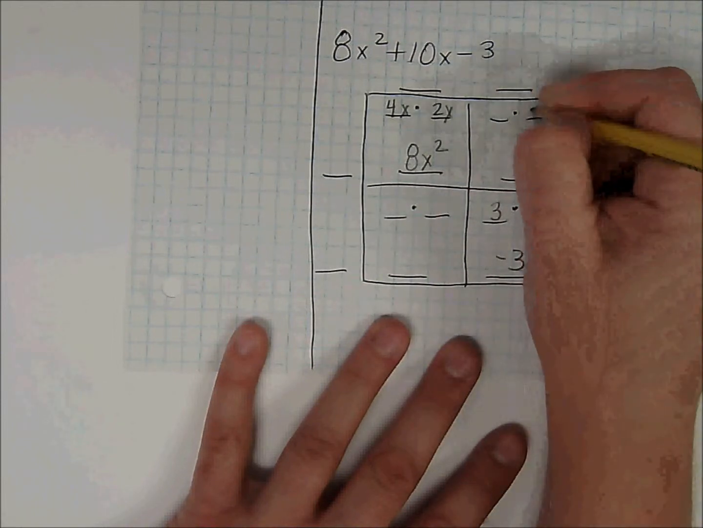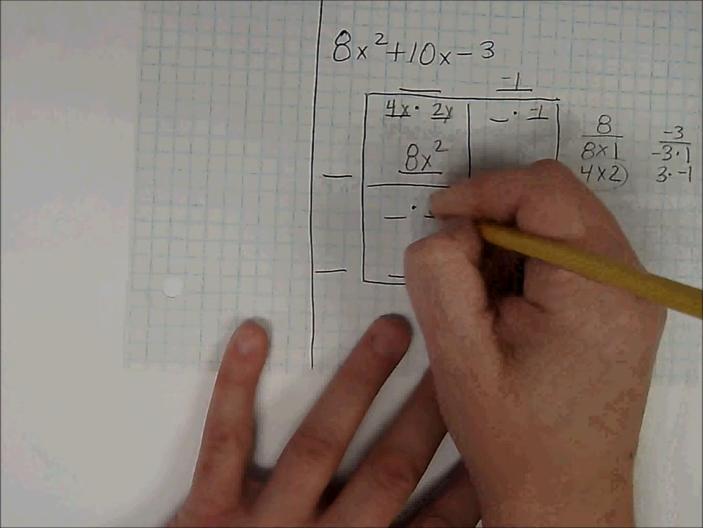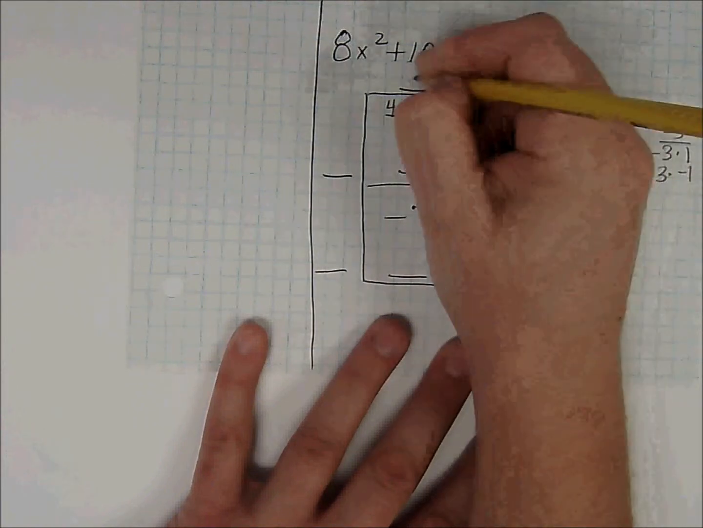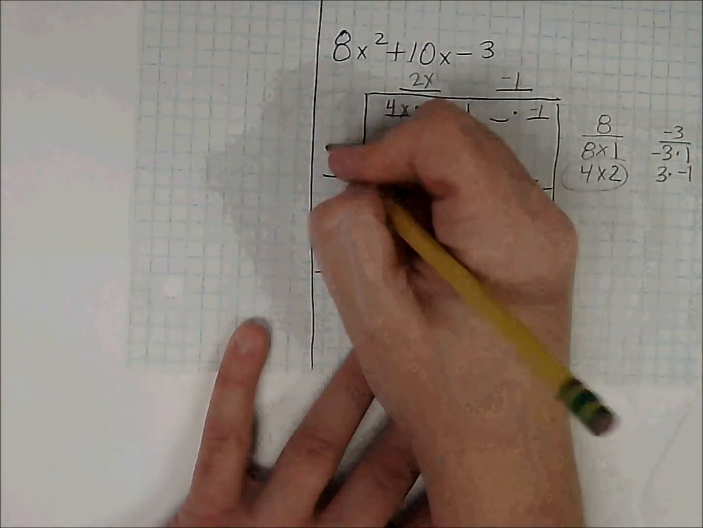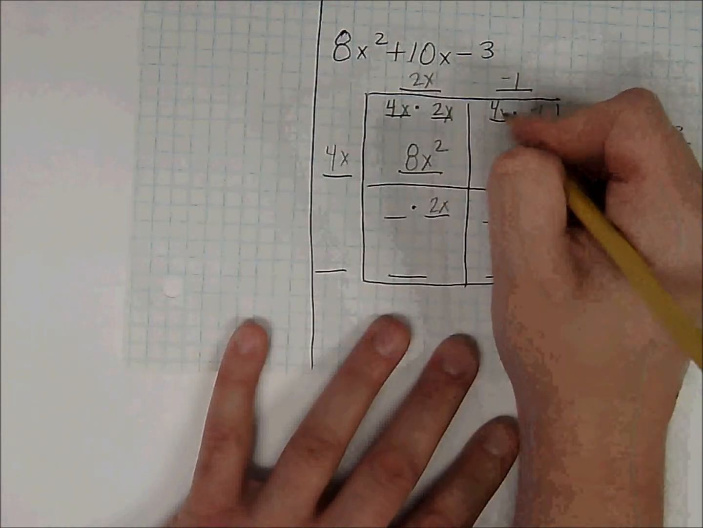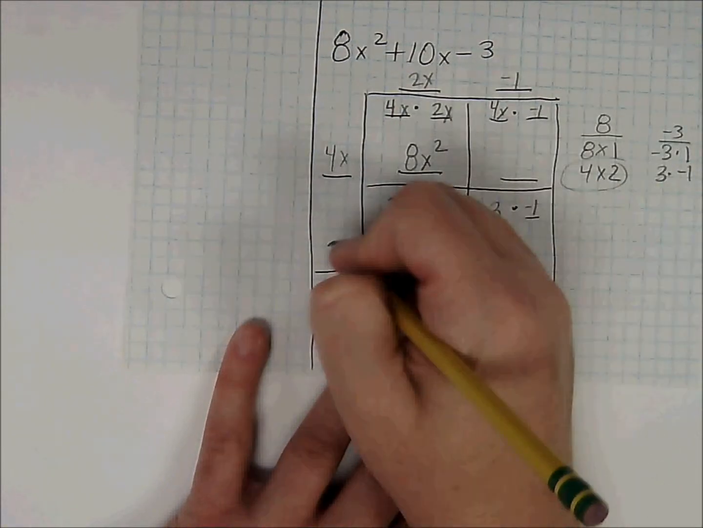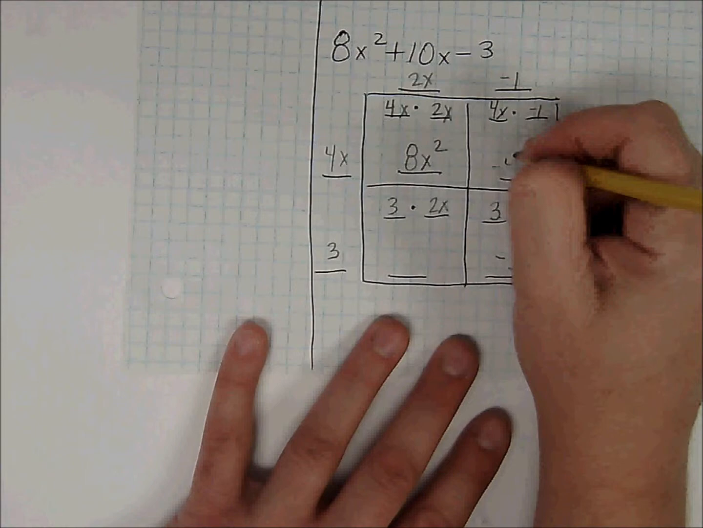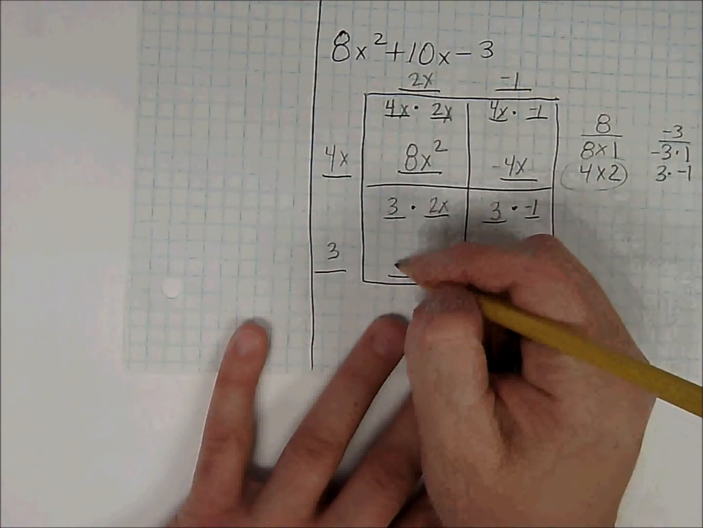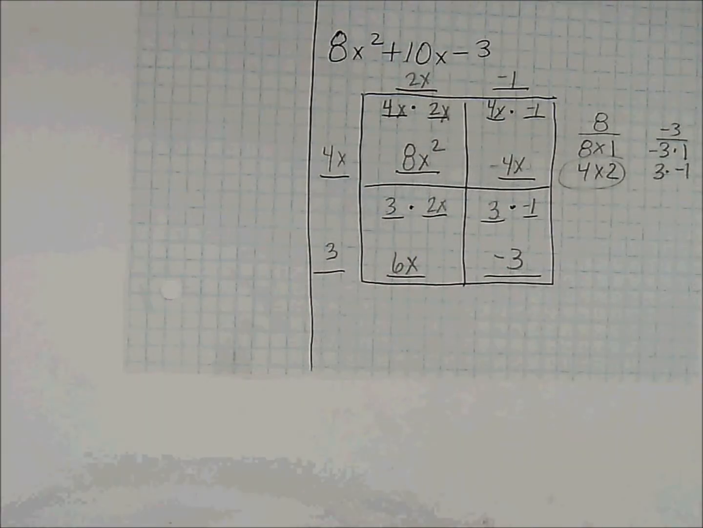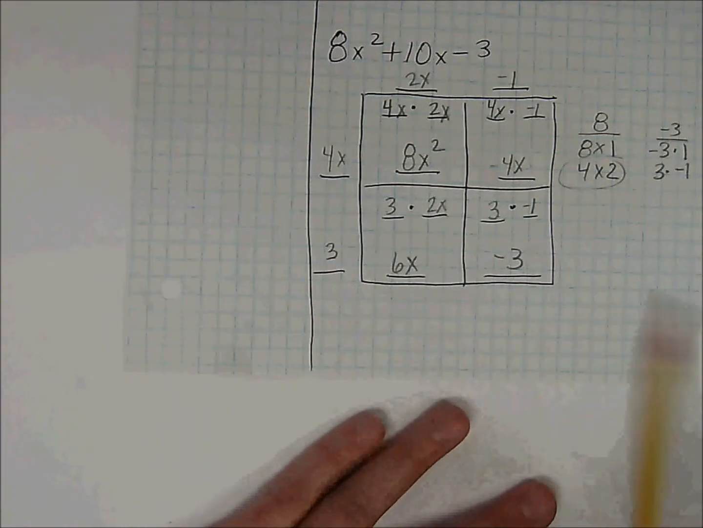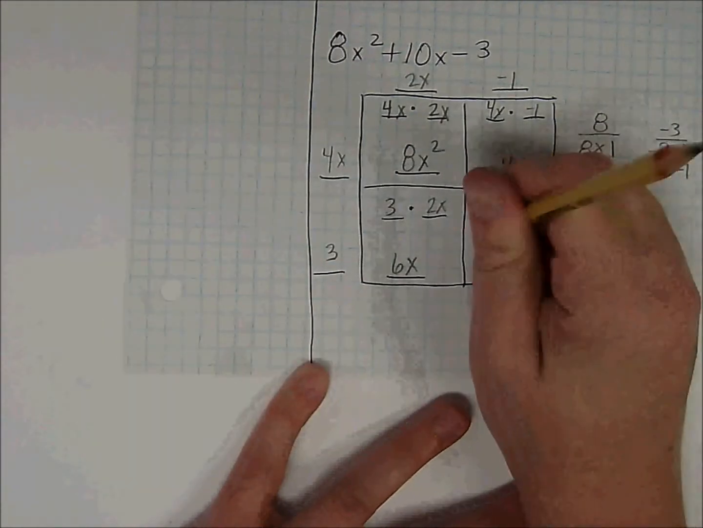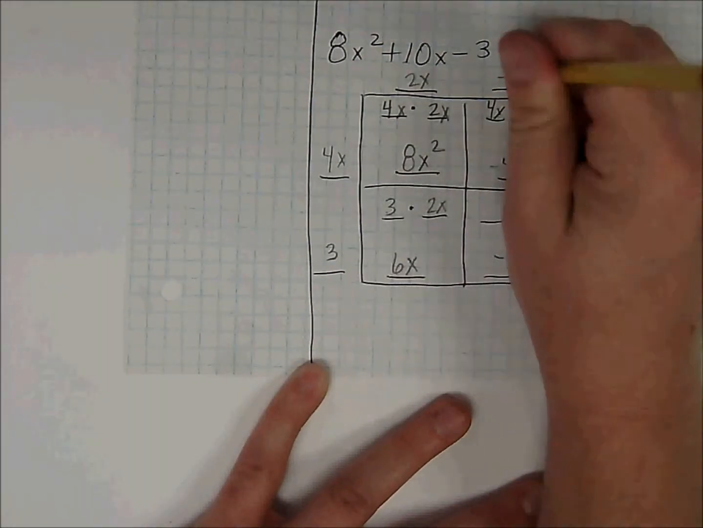So negative 1, 2x here, it's an x, 4x goes here, 3, and in this box I get negative 4x, and in this box I get 6x. And when I add those 2 together, I get a 2. So I'm going to try it again. I'm going to flip these 2 again, because I think that'll be the easiest part for me right now.